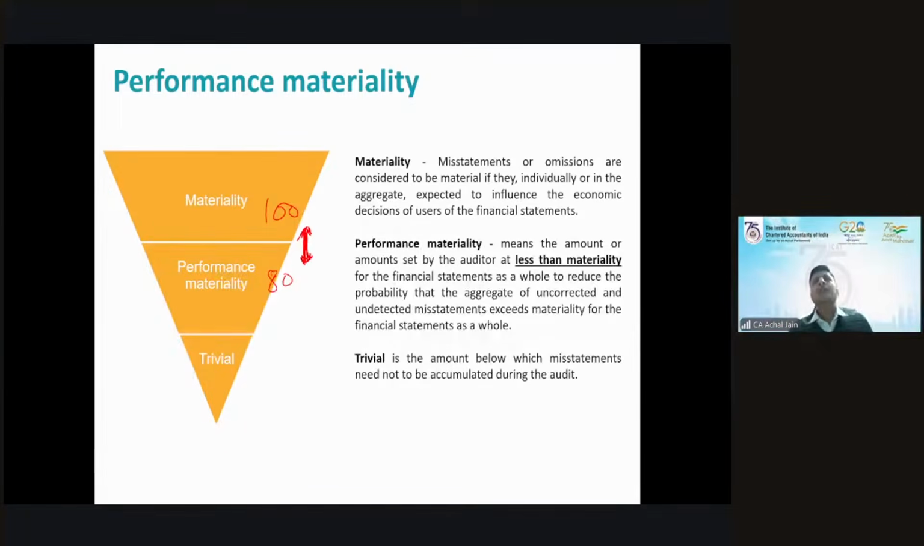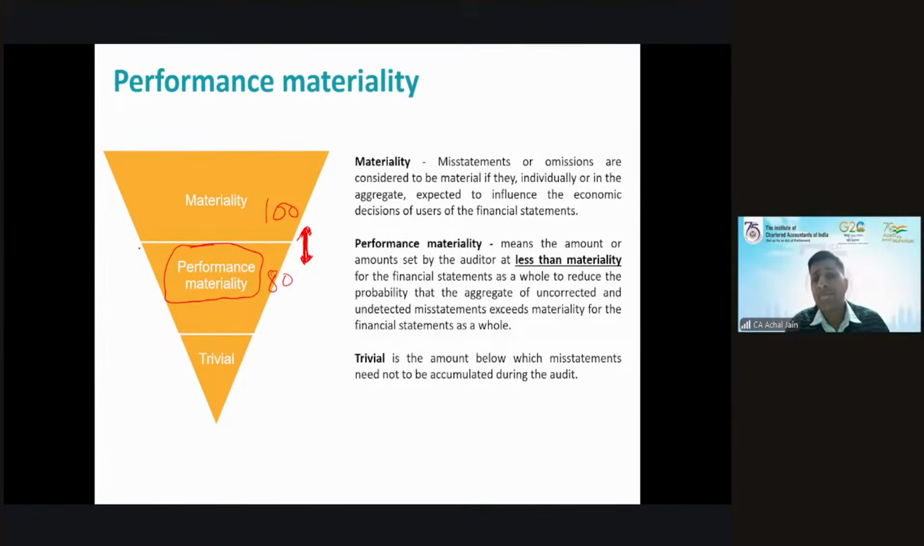Yeah. So this cushion is given to address, or you can say to incorporate, those misstatements which may have been there, but which go undetected by the auditor. So that's why the threshold which the auditor will consider will be what? Performance materiality.